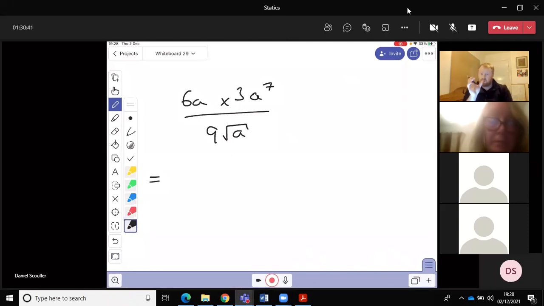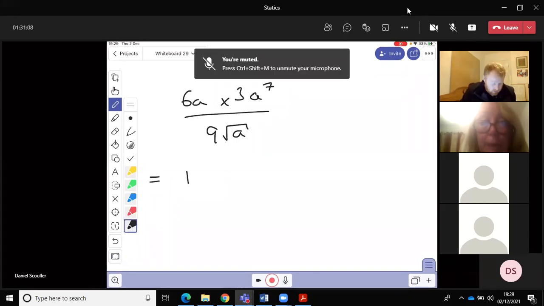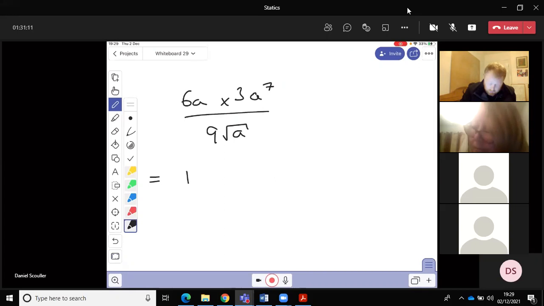So first thing I want to do is just tidy up that top bit. It's all about that process you go through. So I'm going to do the multiplication first: 6a, which is to the power of 1, multiplied by 3a to the power of 7. So that's 6 and 3 multiplied together to make 18. The a to the power of 1 and a to the power of 7, those powers will then add together, using our rules of indices. So that becomes 18 a to the power of 8 over 9 root a.